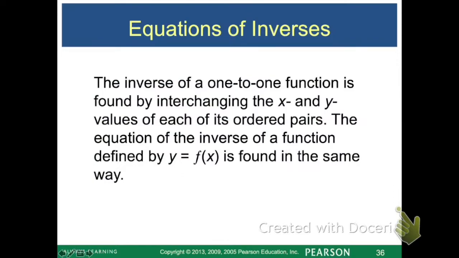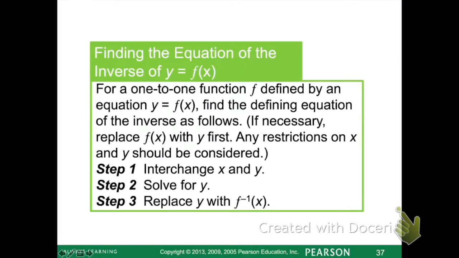So in the last part of the notes, we found inverses by interchanging x and y values of ordered pairs. We're going to do the same idea here when we are finding equations of inverses. So we're going to switch x and y and then solve for y. Here are our steps written out.